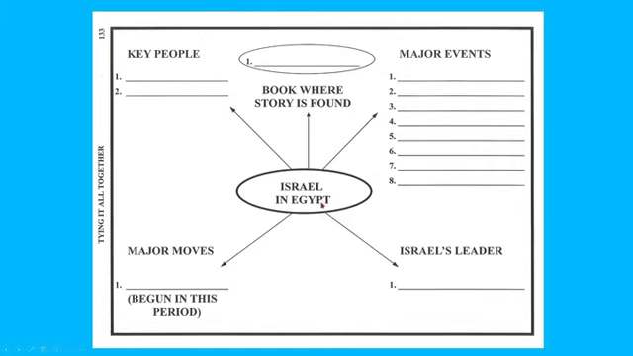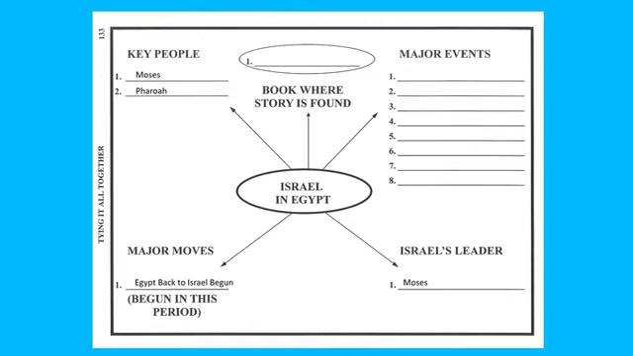Who are the key people during this time period? They are Moses and they are Pharaoh. That's our key people during this time period. What major move is begun during this period? Egypt back to Israel. Move number 5 is begun during this time period. What leader do we see during this time period? Moses. Moses is born during this time period and becomes a major leader of the children of Israel.